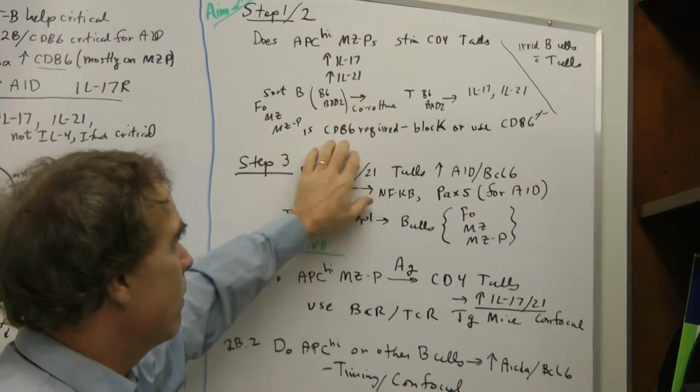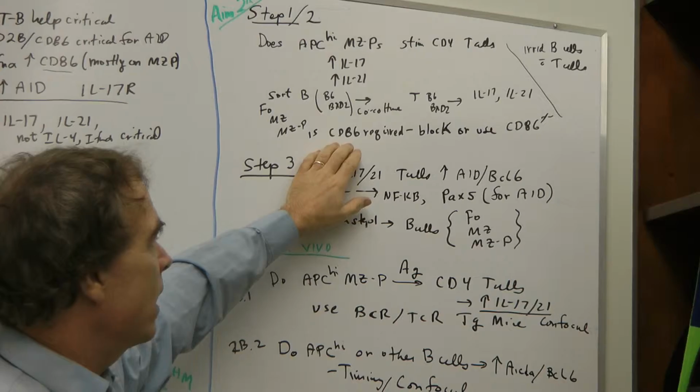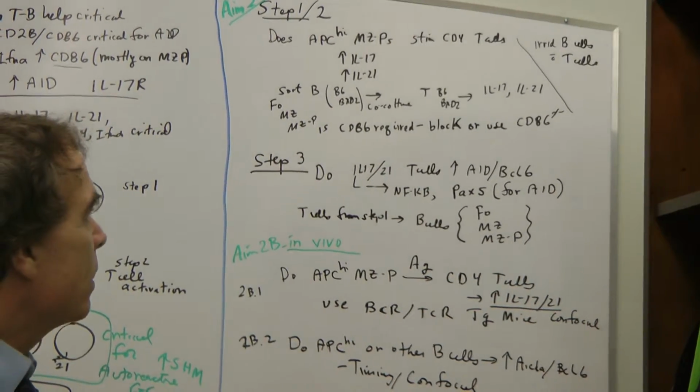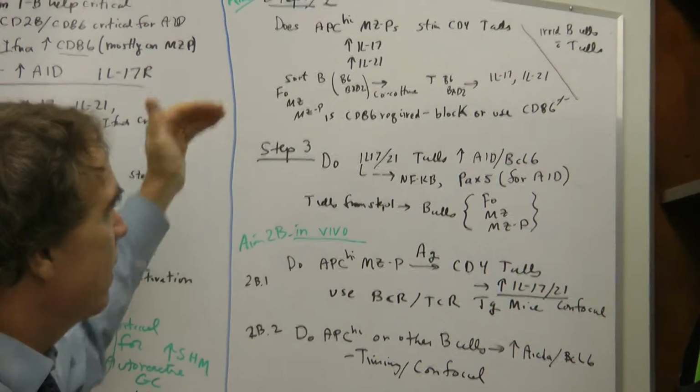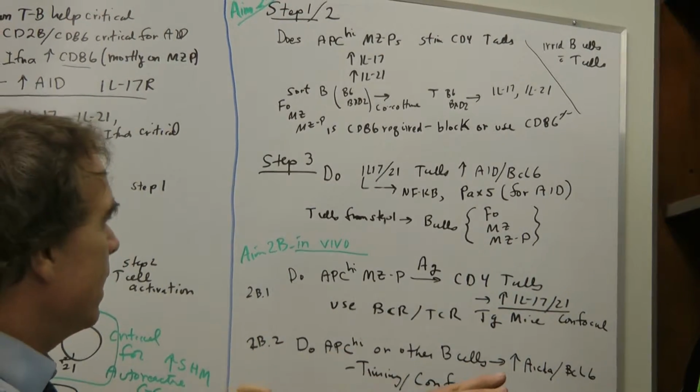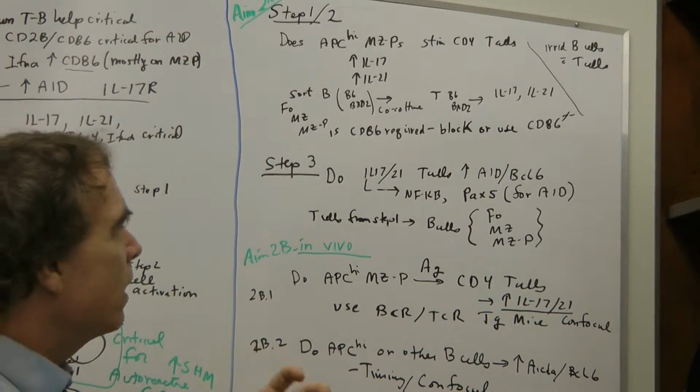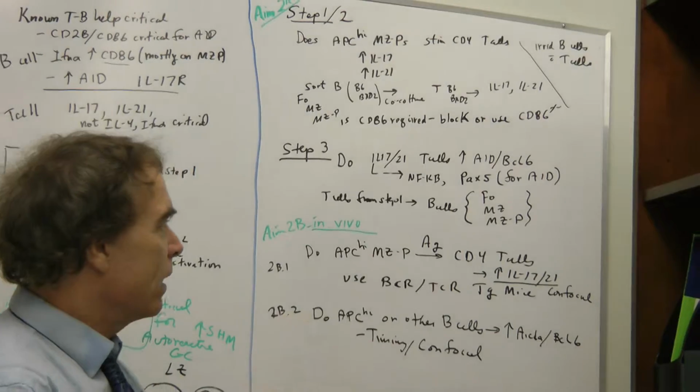And then the other thing is we can block CD86 to see if this is essential. We already know it is. So that's the first step, just the B cell stimulating the T cell. And now the next thing, of course, is does the T cell act back on the B cell?